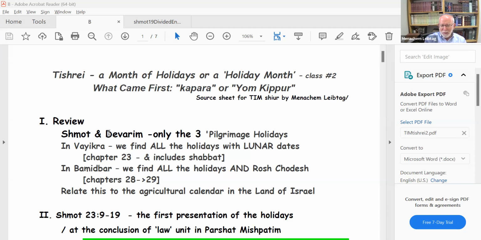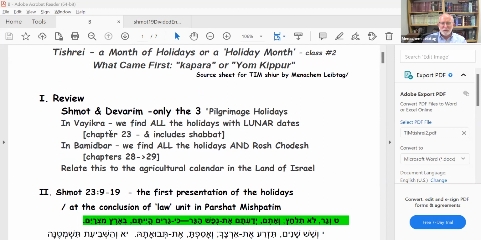Now, what I want to do is go back to the first mention of holidays in Parshat Mishpatim as a group, not Pesach and not Korban Pesach and Chag HaMatzot from Parshat Bo, from Parshat HaChodesh when we're leaving Egypt. That's a standalone. But the first time we have a unit of holidays we find in Parshat Mishpatim, and where it's located is key. And that's what's important.